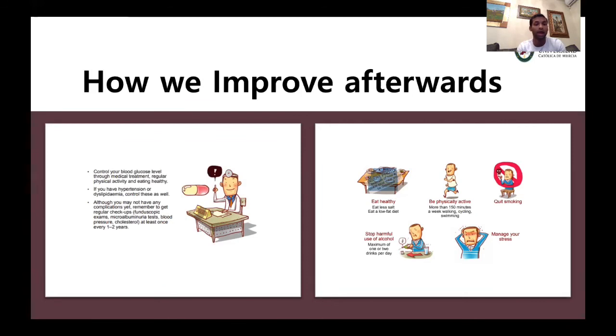Although you may not have any complications and don't feel anything, remember to get a regular checkup by the doctor for our blood pressure level, cholesterol, and so on, at least once every 1 to 2 years, or we could even check now with the new technologies available at home. And as we see, the next one is what I talked about earlier: managing stress levels, eating healthy, quitting smoking, stopping alcohol intake, and doing physical activity on a regular basis.